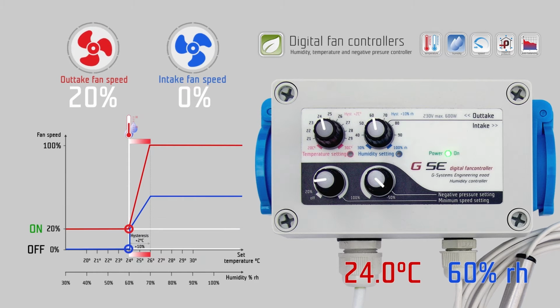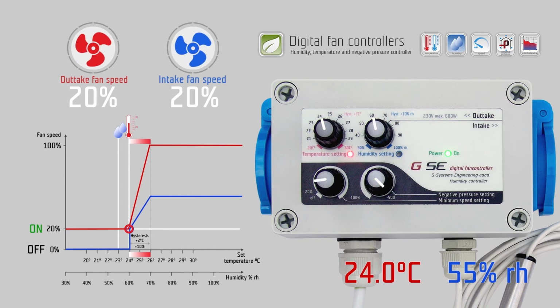And so on. Once the temperature and humidity are below their set values, the intake fan switches off, while the outtake fan runs on its set minimum speed setting. Between temperature and humidity, the stronger signal is always the one which commands the fans. As long as the measured temperature on the probe is below 24 degrees Celsius, the controller keeps your fan working on 20% speed, which comes from the minimum speed setting.